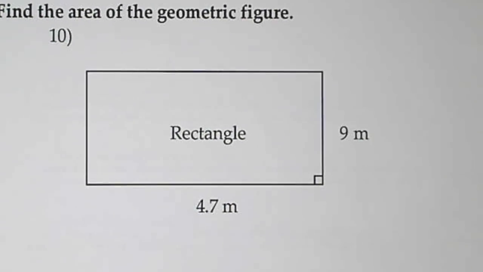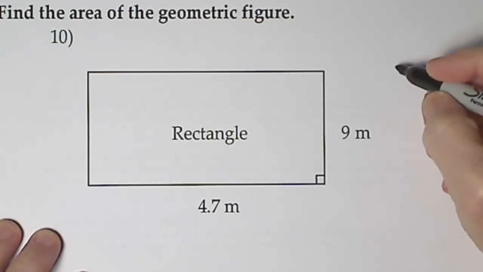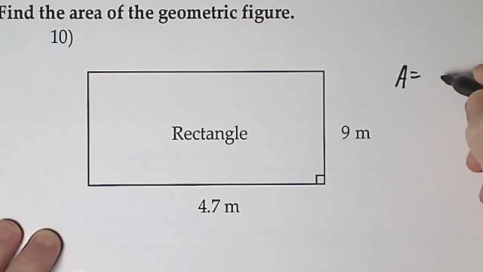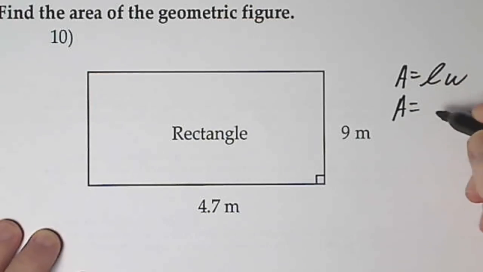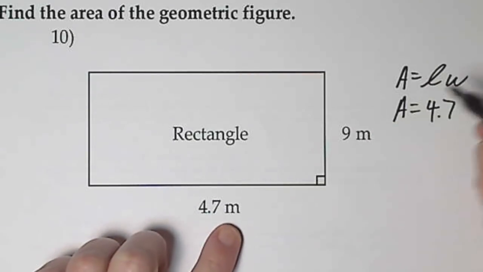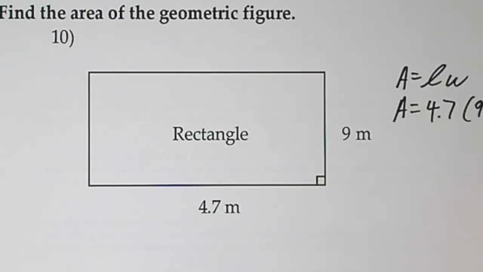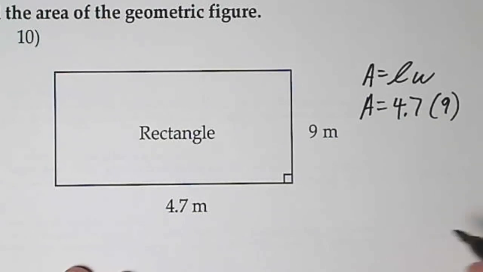And we'll use the same formula. Area is equal to length times width. So for this one, the length is 4.7 meters, and that would be times 9. I use parentheses since I already have a decimal point. I don't want to put a dot there. And we just have to do our calculation. Whoops, I'm kind of sliding off here. So we'll do that down here.